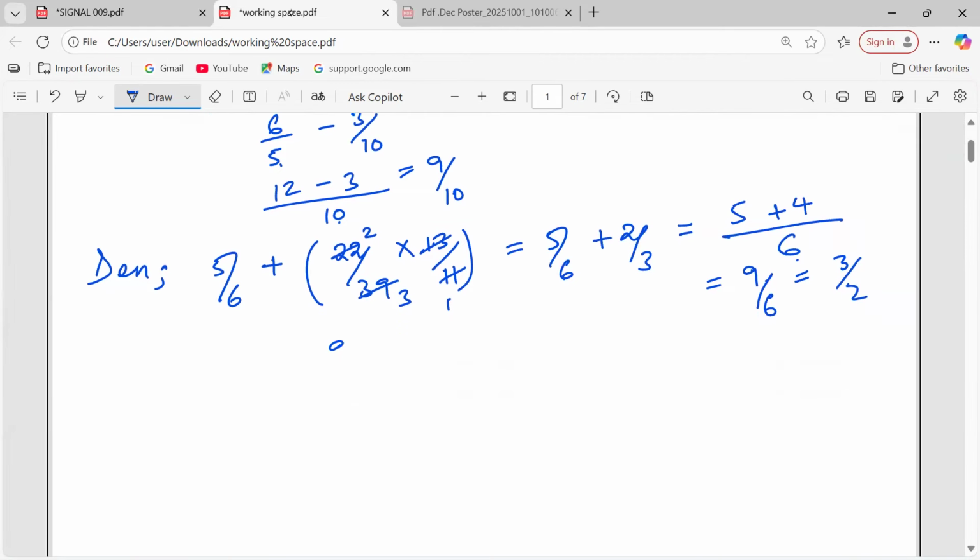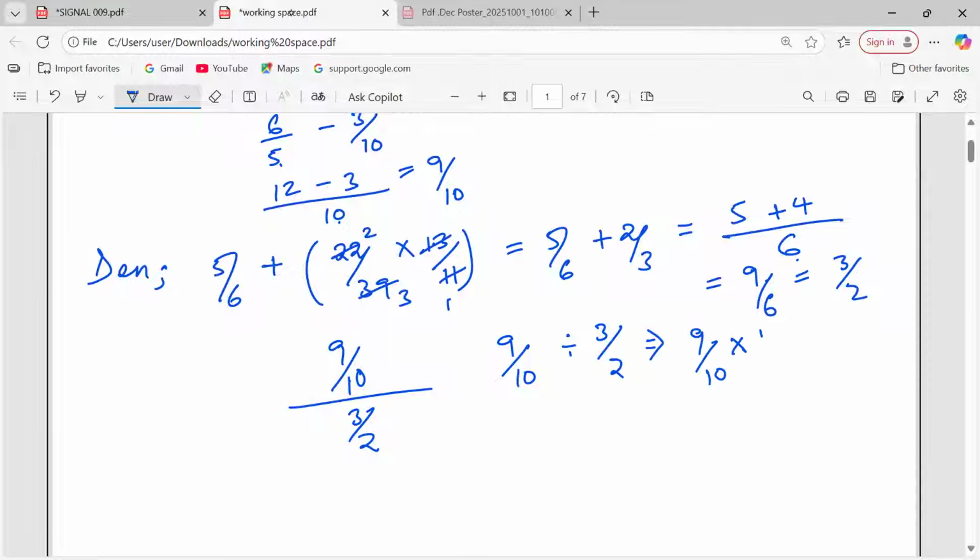Now we're having this 9 over 10. I'm combining the numerator and the denominator. 9 over 10, then now 3 over 2. So when we are having 9 over 10 divided by 3 over 2, this will simplify to 9 over 10 multiplied by the reciprocal. So by 3, 3 into 9 gives 3 and 3 into 3 gives 1. By 2, 2 into 10 gives 5, and 2 into 2 gives 1. So this shall be 3 over 5.